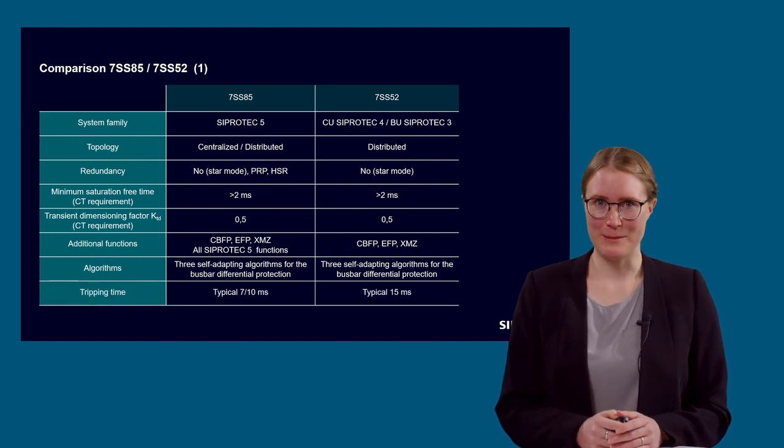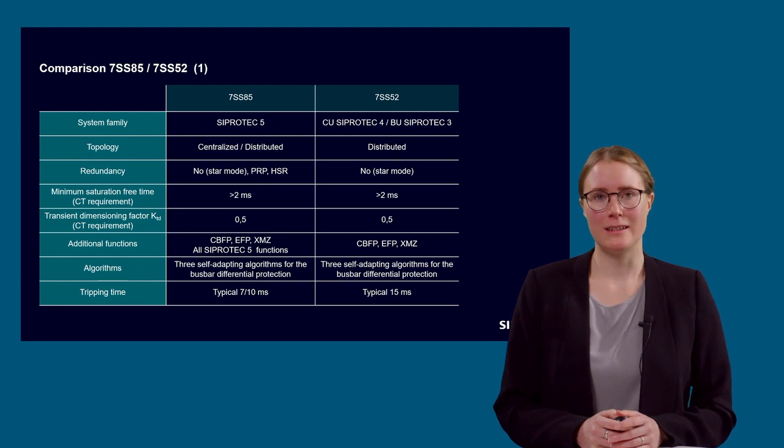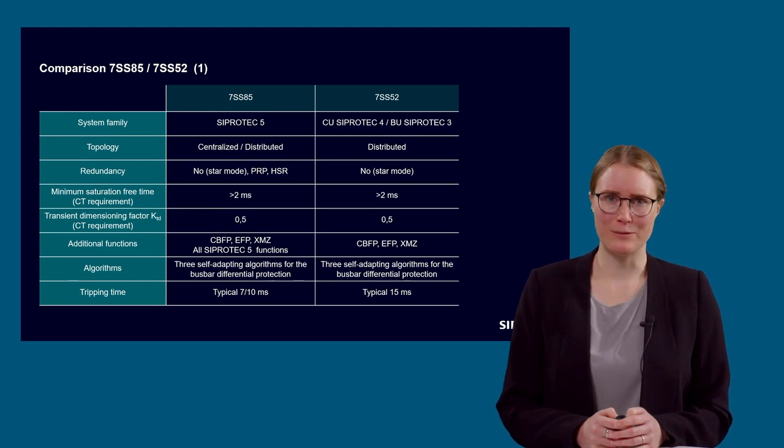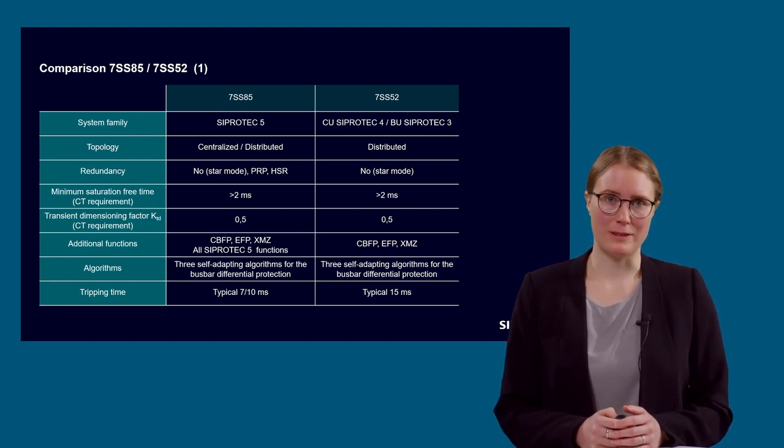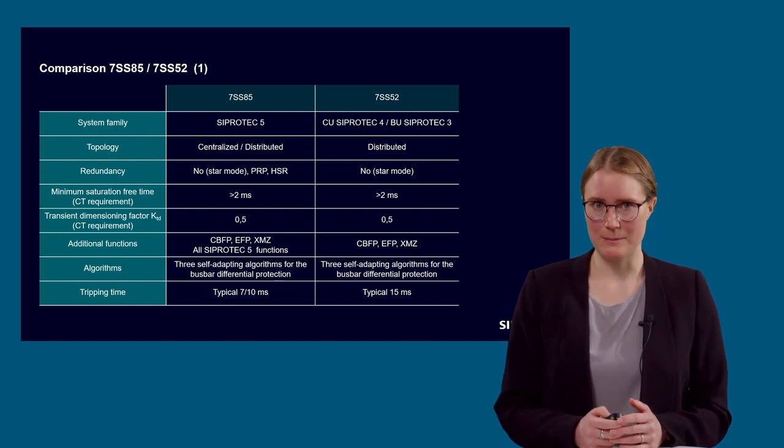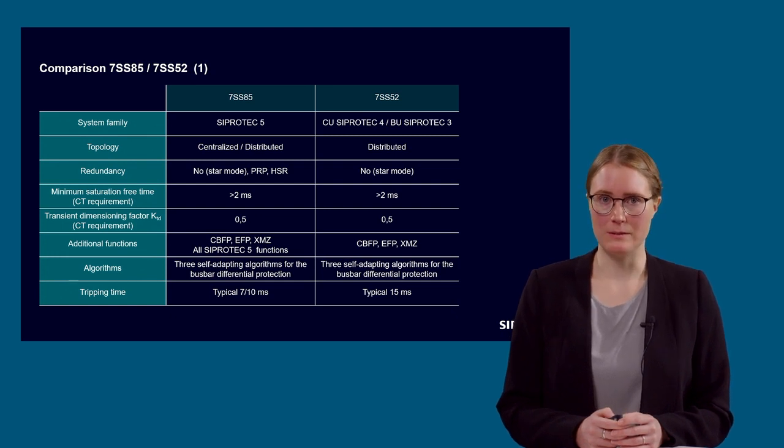The tripping times of ZIPROTEC 5 are a little bit lower than with ZIPROTEC 4. In the 7SS52, the minimum tripping time for high current internal faults is 15 milliseconds. For lower currents with DC offset, higher tripping times are possible. With the 7SS85, tripping times of 7 milliseconds with the centralized system and 10 milliseconds for the distributed systems are possible.